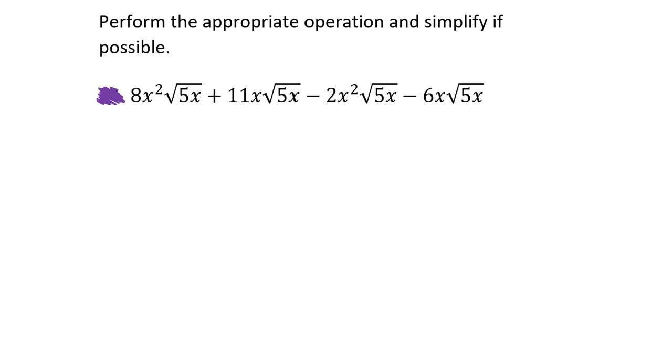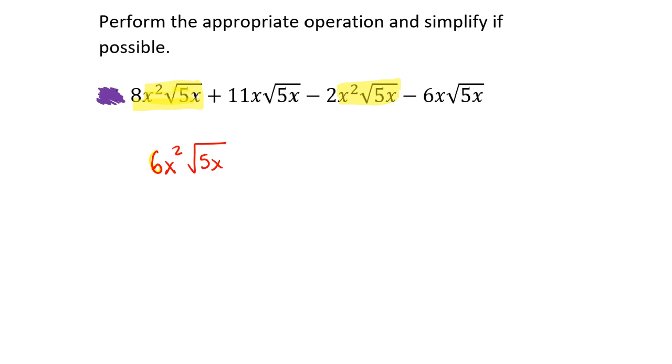As an example, here we have 8x squared square root 5x. I'm looking for another one that has the x squared square root 5x. So the second one, no. Third one, yes. Has the x squared 5x. Those two are like terms, so we can combine them. So we have 8, then we take away 2. We're going to have 6x squared square root 5x.